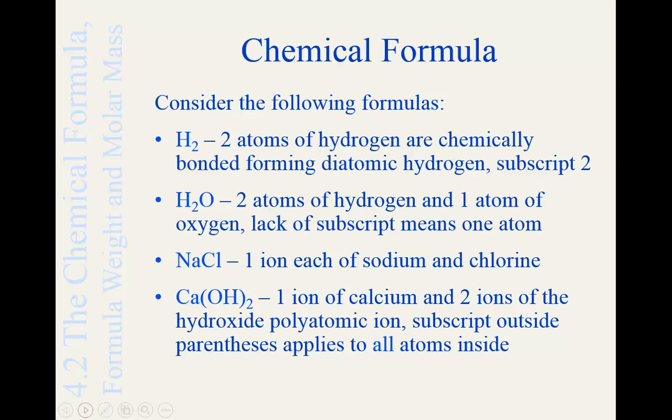All right, so here's some chemical formulas, and you do need to be able to interpret these. So the first one is hydrogen. It's diatomic, which means two atoms bonded together. We wouldn't call this a compound. We would call it a molecule. A compound, remember, means two or more different atoms bonded together. This is two of the same atom. We'd actually call this an element.